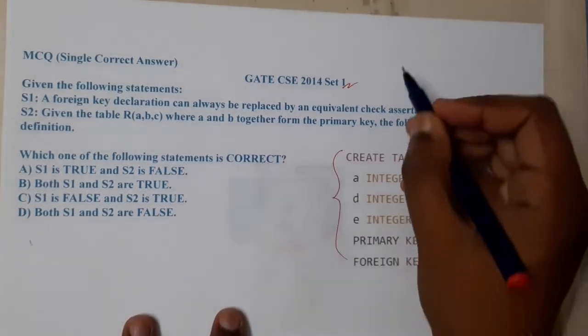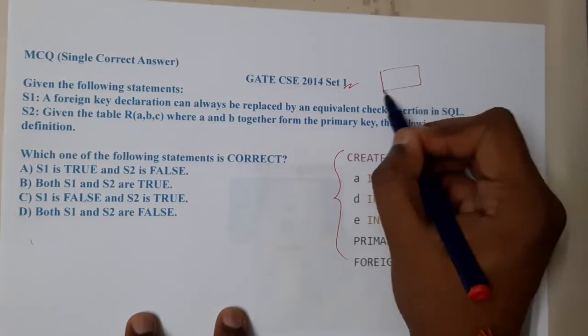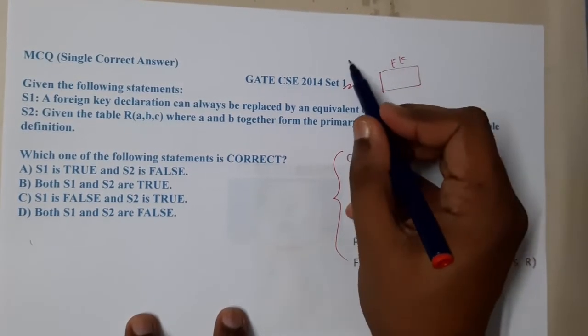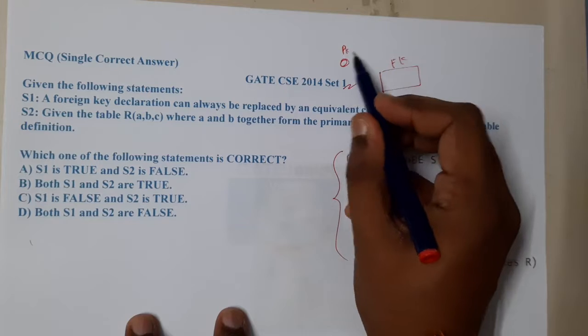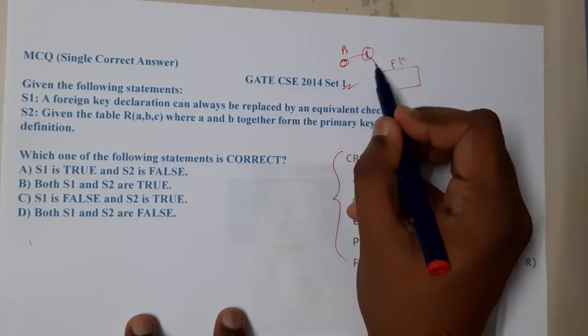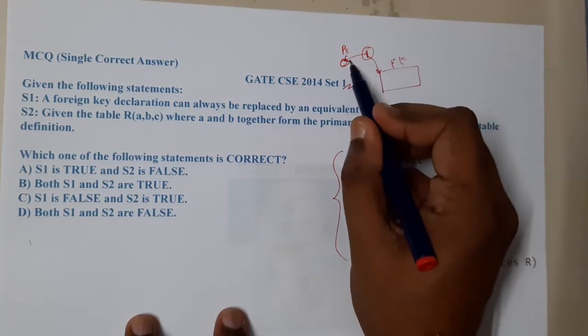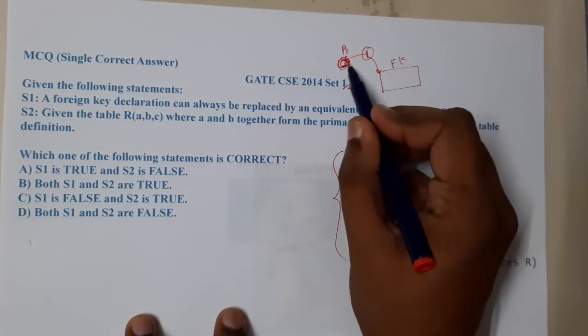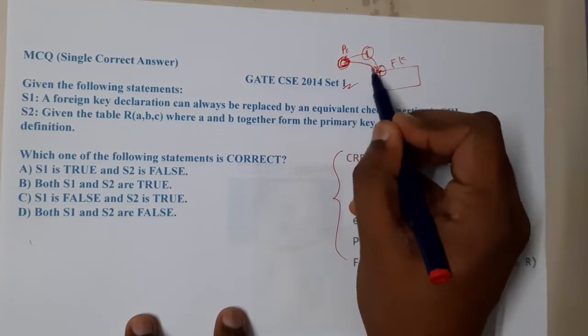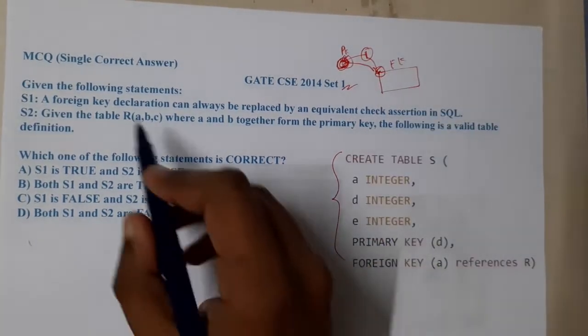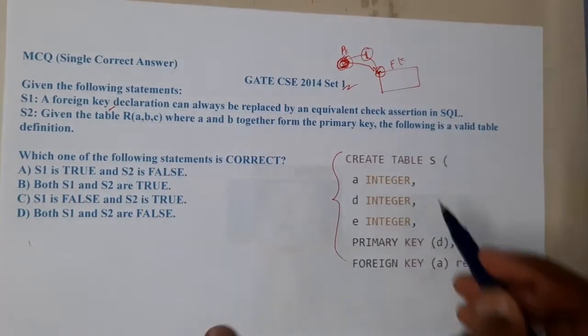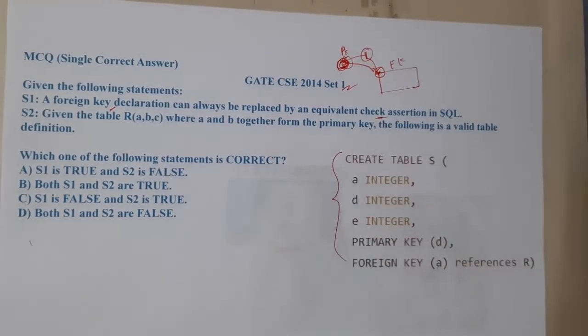Whenever we are inserting an element into a foreign key table, what do we do? First of all, we should check the primary key table to see whether the value we are entering into the foreign key is available there or not. Only if it is available, we allow it to enter. This is the exact activity we do with a foreign key, and that exact activity can be done by a check assertion also.